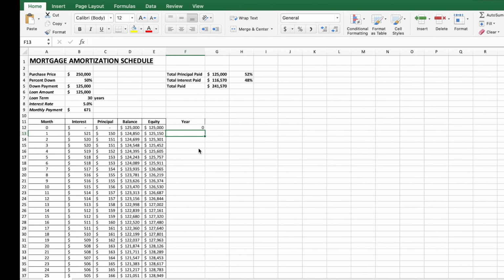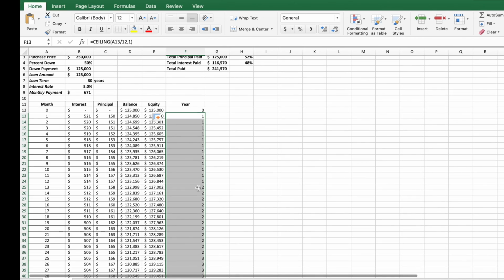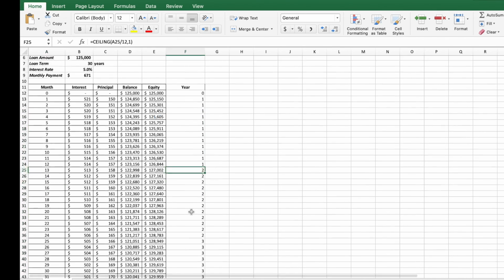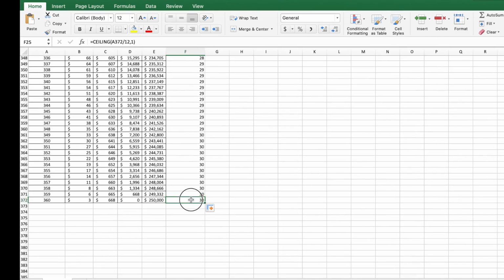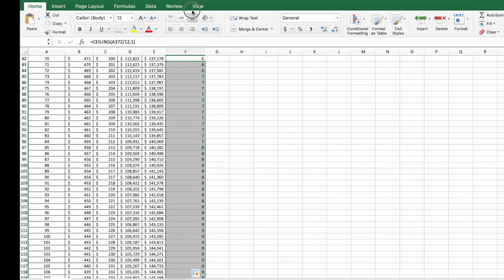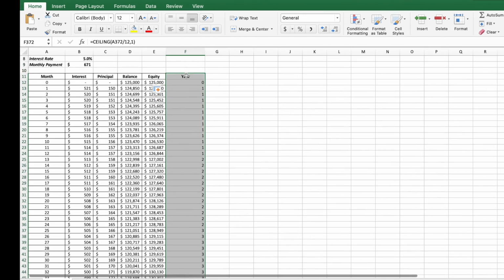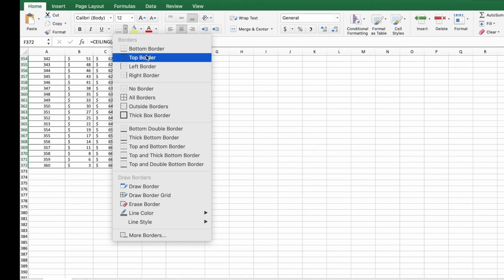So instead, what you can do is you can say equals, and you can say ceiling of whatever month you're on divided by 12, and then you have to put your significance. I'm just putting 1 because I only want one significant digit. And then I press enter. And so it shows me there that I'm at year 1. If I double click here, you can see it goes, and then in month 13, it switches to year 2, and all the way down till when you get to the very bottom, you'll be at year 30. So that's just a fun way to figure out easily what year you're in. I'm going to highlight all of this so that I can center it all and make the formatting a little nicer.